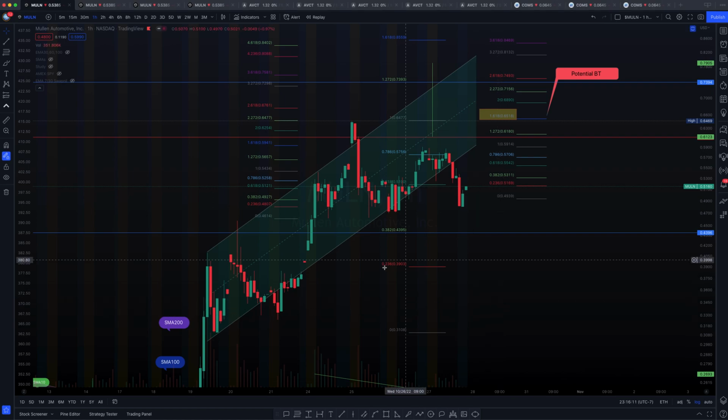Yesterday we were talking about a potential bull trap. There were three potentials that we actually talked about. Potential number one being here, potential number two being at the 1.618, which is the one that I actually thought was the most likely to happen, and potential number three was the 2.618.